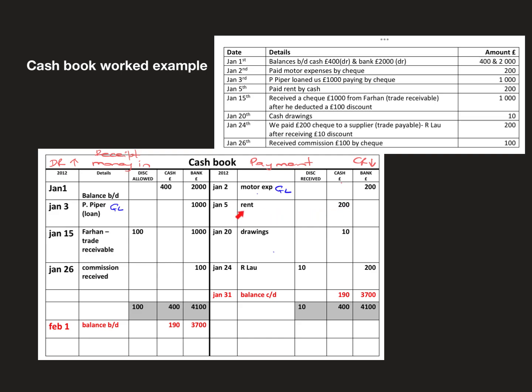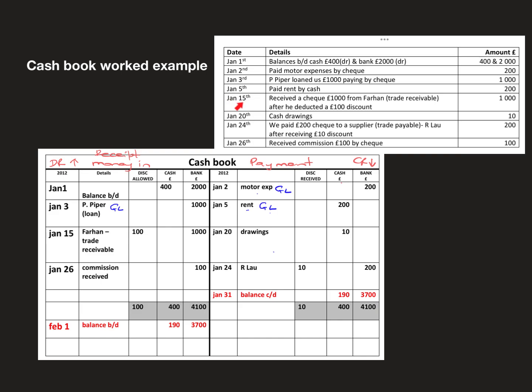But this is only one half of the double entry. So the other half will be found, and I just make note of that again, in the rent account in the general ledger. So if I go to the general ledger, I should see the rent account for the other half of that entry.